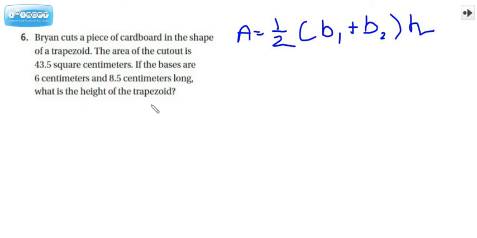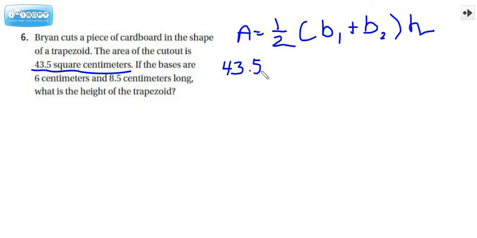Alright, so the first thing you should recognize is the fact that they're giving you the area. It says the area of the cutout is, and even if they didn't tell you area, just the fact that they're talking about square centimeters means you're going to put this value underneath the A in the formula. Which, by the way, is the formula for the area of a trapezoid.